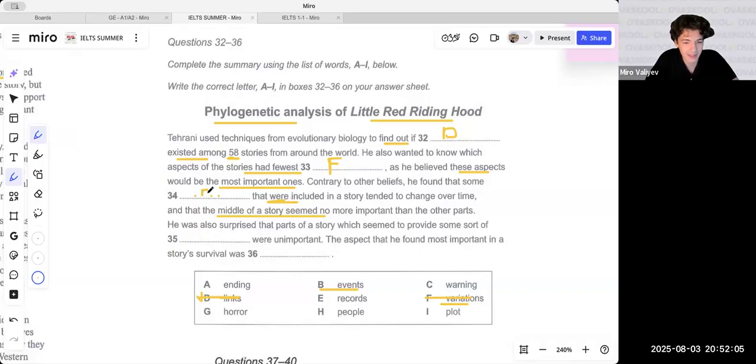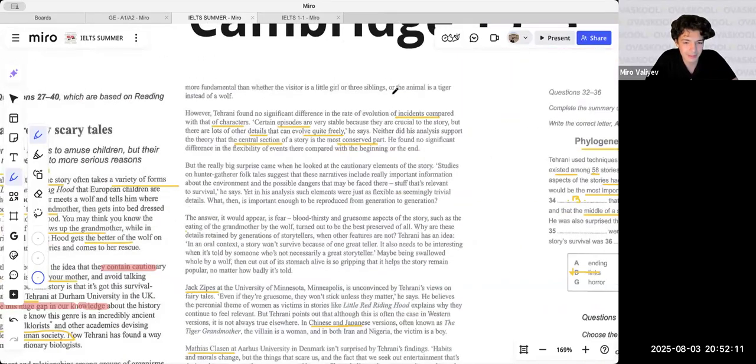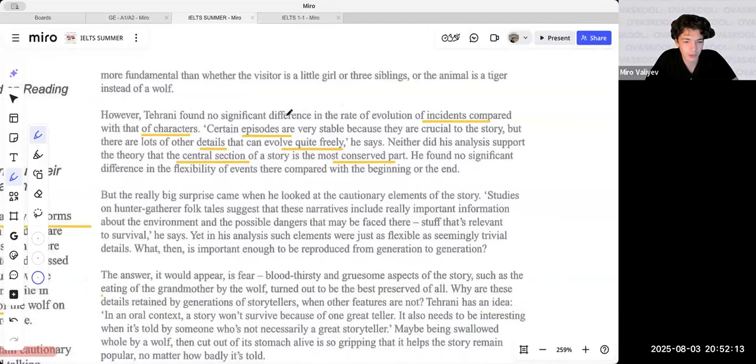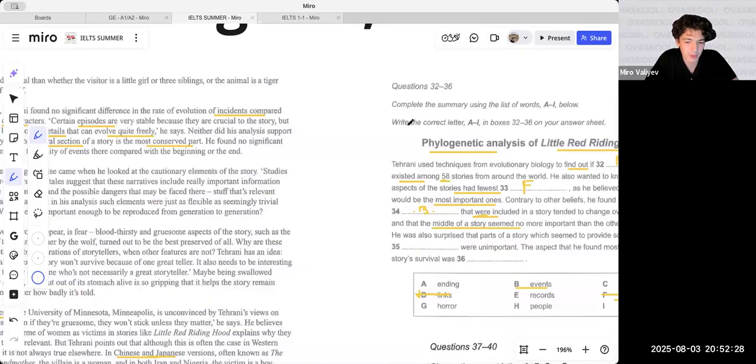Certain events can change, can evolve easily. So he found no significant difference in the rate of evolution of those incidents. Certain episodes are very stable, but there are lots of other details that can evolve very quickly. So you see details, episodes, incidents. Those are all synonyms of the word events. All right.